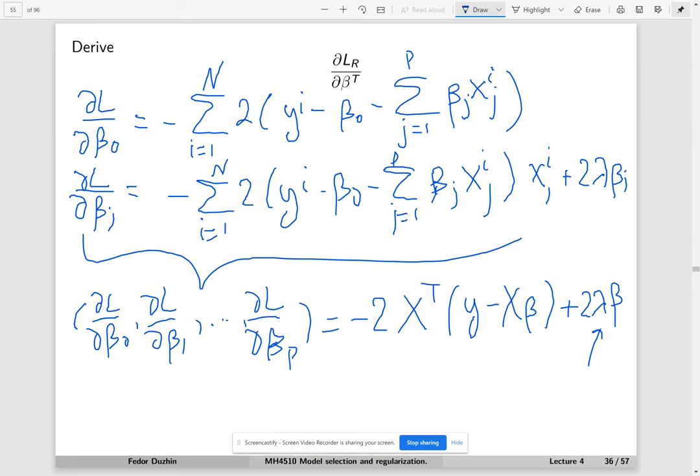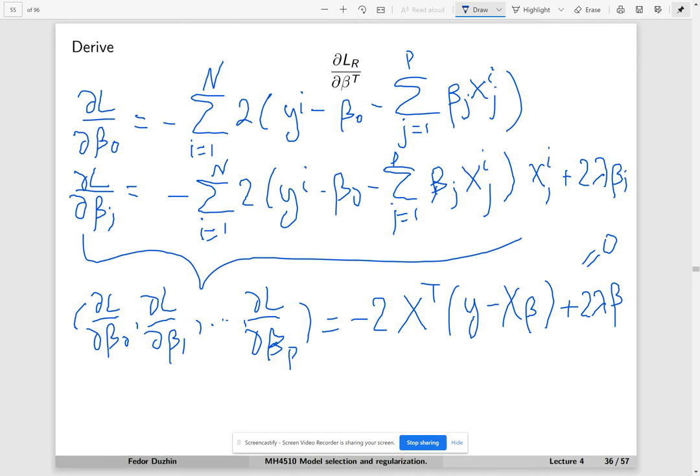Okay. So now, in order to find the minimum value, we are going to equate this to 0, right? So we will equate this to 0. And, well, so how can we solve it now?